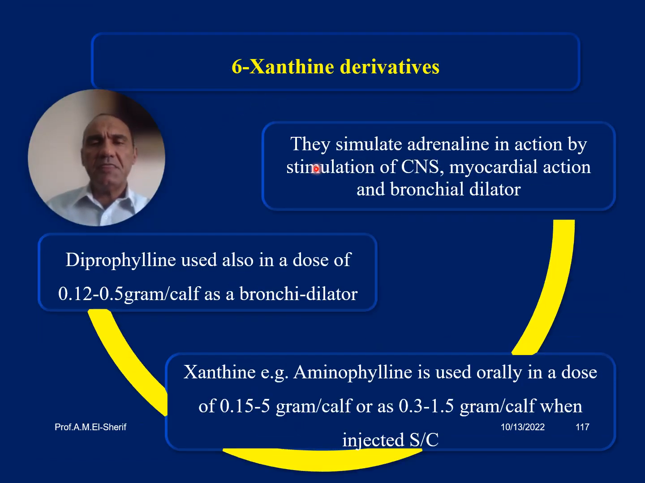Xanthine derivatives. They simulate adrenaline in action by stimulating the central nervous system, myocardial action, and bronchial dilation. We have 2 examples. Xanthine, such as aminophylline, is used orally in a dose of 0.15 up to 5 gram per calf, or 0.3 up to 1.5 gram per calf when injected subcutaneously. Diprophylline is used in a dose of 0.12 up to 0.5 gram per calf as a bronchial dilator.